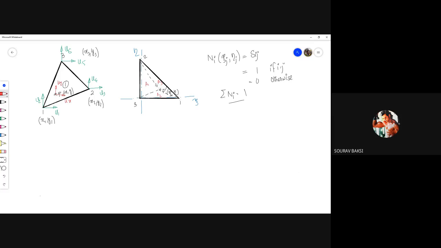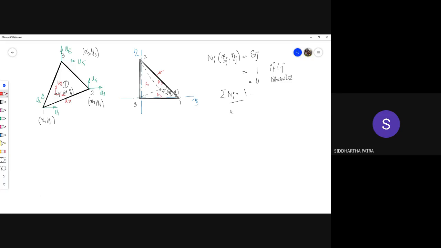So this summation of Ni equal to 1 will remain valid. It has to be valid. That's how shape functions must be. Because when we are equating x equal to 1, n1 is 1. Similarly, for x equal to 2 and 3, we will have that unity value of n.